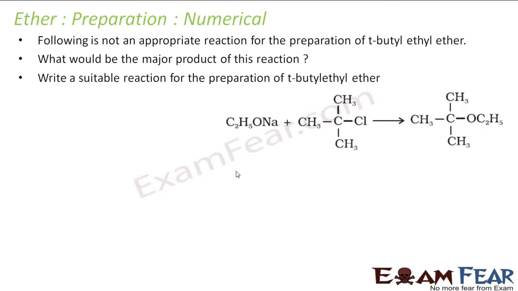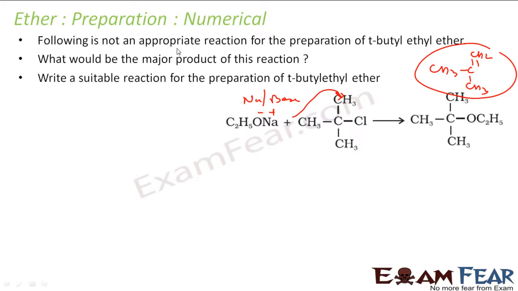Let's take some numericals now. The question says: the following is not an appropriate reaction for tertiary butyl ether. So we have seen just now, this is O minus Na plus, my nucleophile which wants to attack. But since there is no place to attack this carbon, and since it is a strong nucleophile and a strong base both, it will pull the hydrogen from here and the chlorine from here. So it will go for an elimination reaction. What product you will get is something like this. Right? So this is not appropriate, and this is the product.